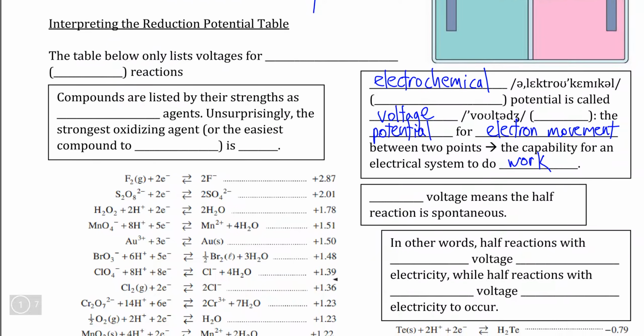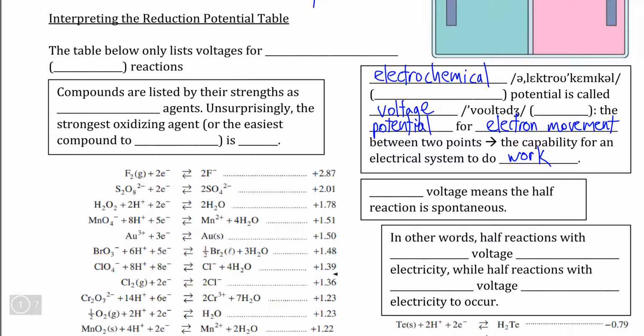In order to understand that, we need to look at a table of electrochemical potentials. We can see that this table only lists voltages for reduction reactions, and we can see that these are reduction reactions because every one of these reactions involves a compound or element gaining electrons. Because only reduction reactions are shown, the compounds listed in terms of their electrochemical potential are listed only by their strengths as oxidizing agents.